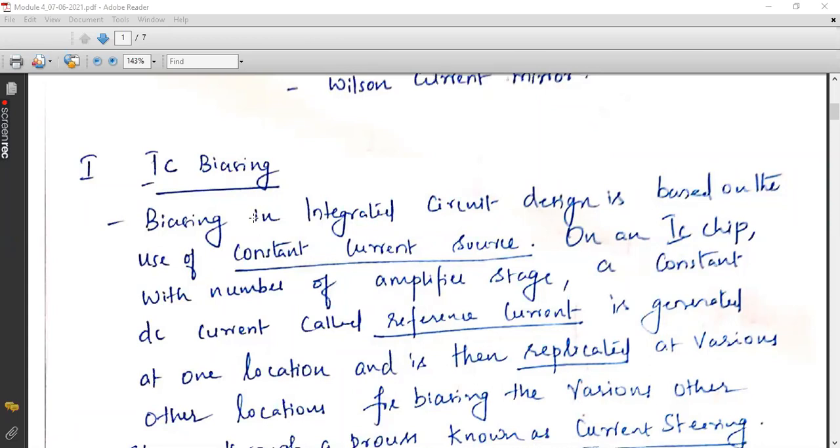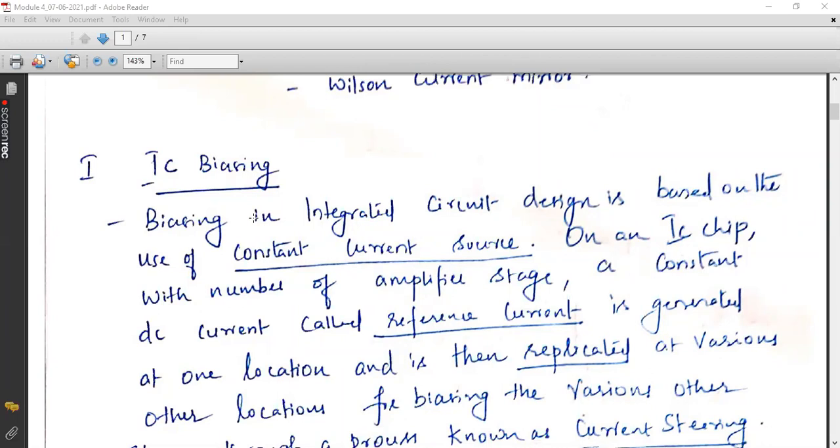So you know the requirement of biasing, that is for faithful amplification. We always need the Q point to be stable in a particular region. If you are using a MOSFET amplifier, we will always make use of the saturation region as the Q point in order to get the amplified output without any clipping. That is what is called faithful amplification.